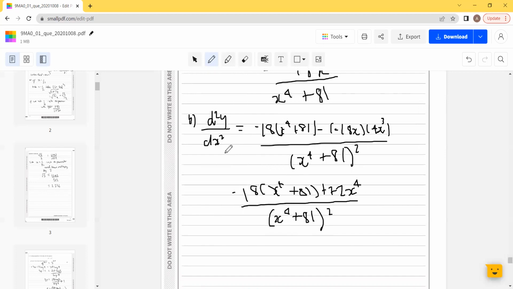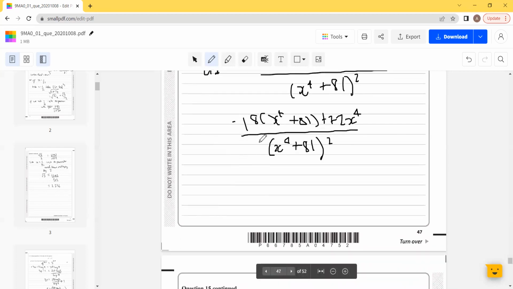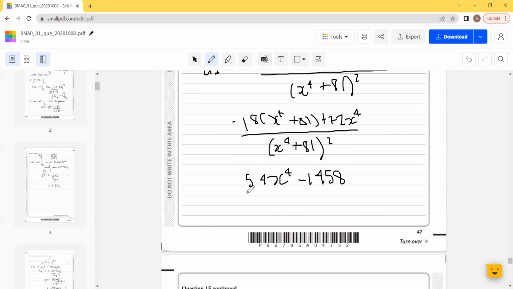So now I'm going to see if I can simplify anything even further. Let's just check if I can. So minus 18x to the 4th power plus 72x to the 4th power is 54x to the 4th power. And minus 18 times 81, I want to know what that is: minus 1458. So minus 1458 over x to the 4 plus 81 squared.